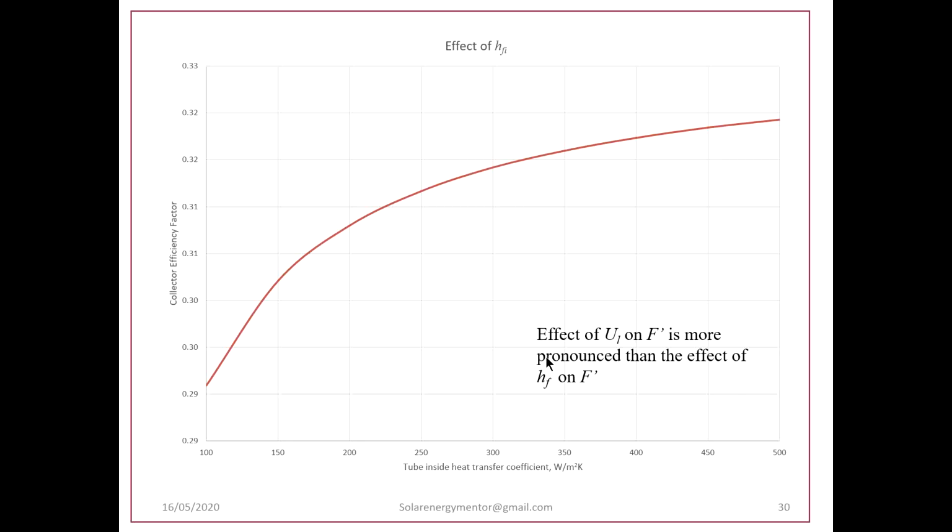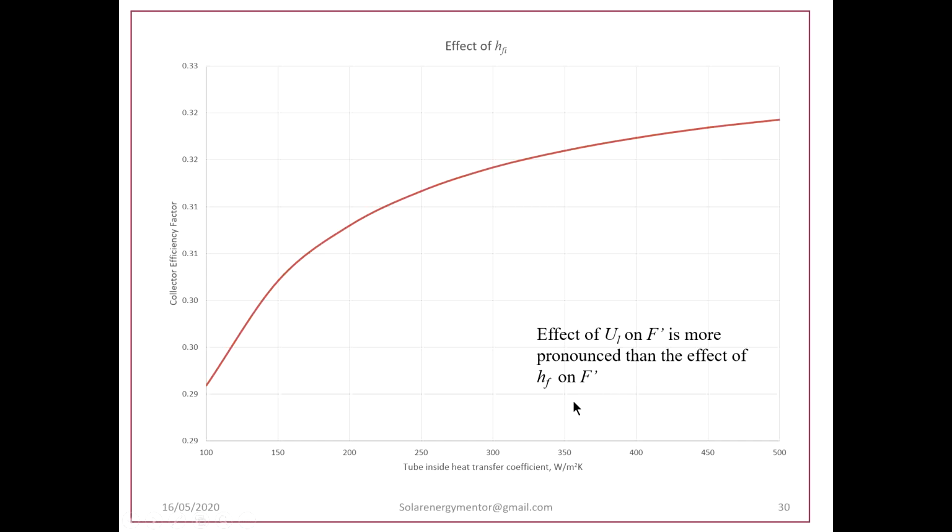Now what is the effect of convective heat transfer coefficient? On the x-axis here, the tube inside heat transfer coefficient in the range of 100 watt per meter square Kelvin to 500 watt per meter square Kelvin is plotted, and the collector efficiency factor varies from 0.29 to 0.31, or in the vicinity of 0.32. So it increases with increase in the tube heat transfer coefficient. This is the desired effect.